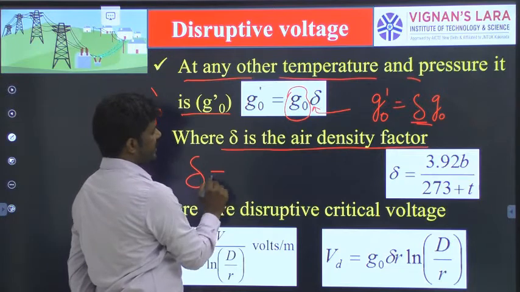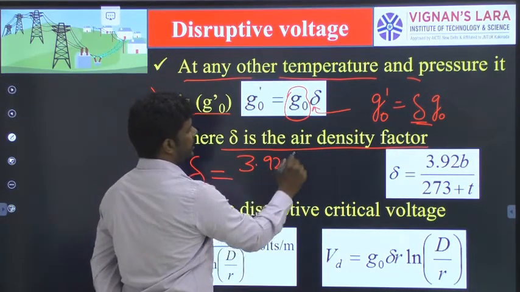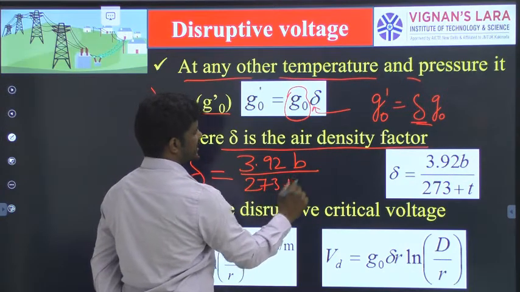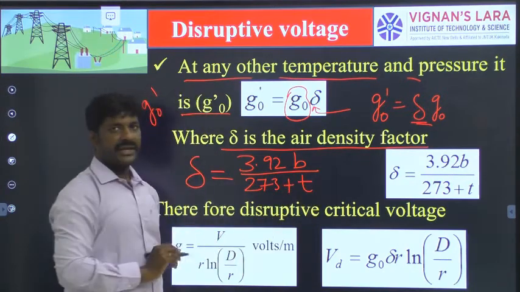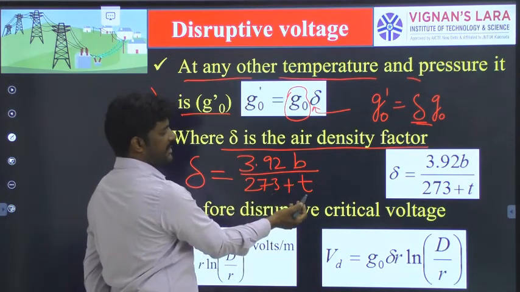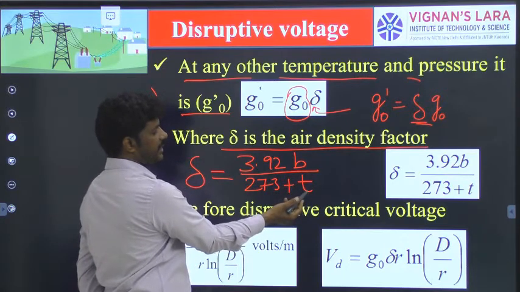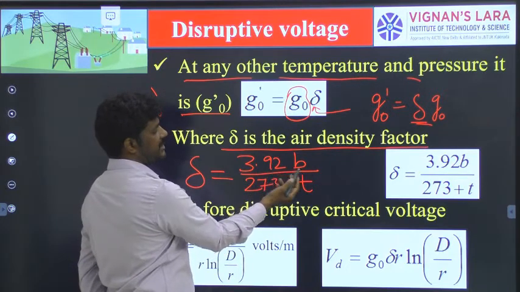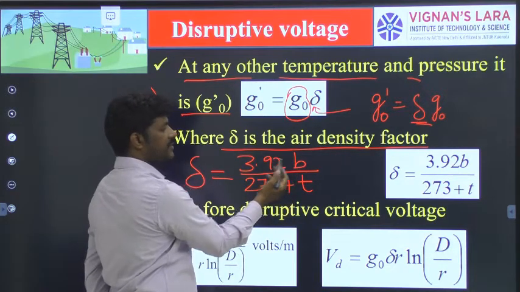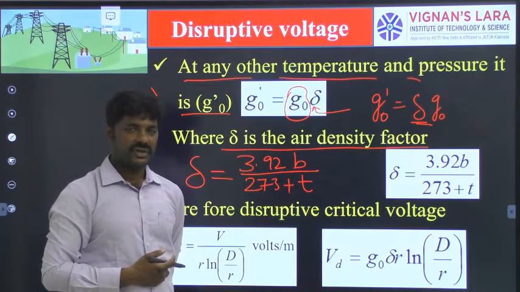The air density factor is given by a numerical formula: 3.92 into barometric pressure by 273 plus temperature T in degree centigrade. So whenever the temperature is other than 25 degrees centigrade, we will use the temperature T here, which is converted into kelvins because the given value is in degree centigrade, and this barometric pressure is a value other than 76 centimeters of Hg.